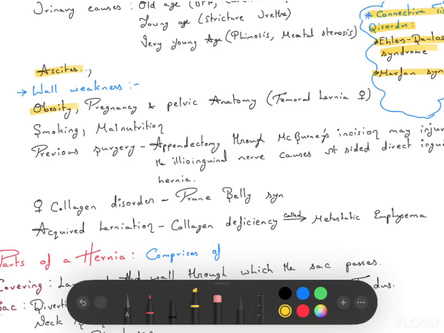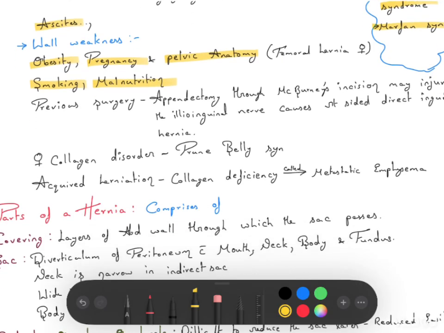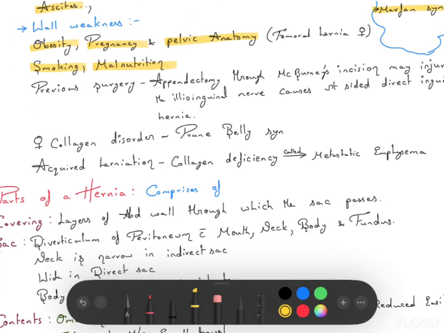Next we can see obesity and pregnancy in females, and pelvic anatomy, like femoral hernia is common because of multiple parity. Next, smoking, malnutrition and aging are also factors. Next we can see previous surgeries like appendectomy through the McBurney incision, which may injure the ilioinguinal nerve, and it causes a right-sided direct inguinal hernia.